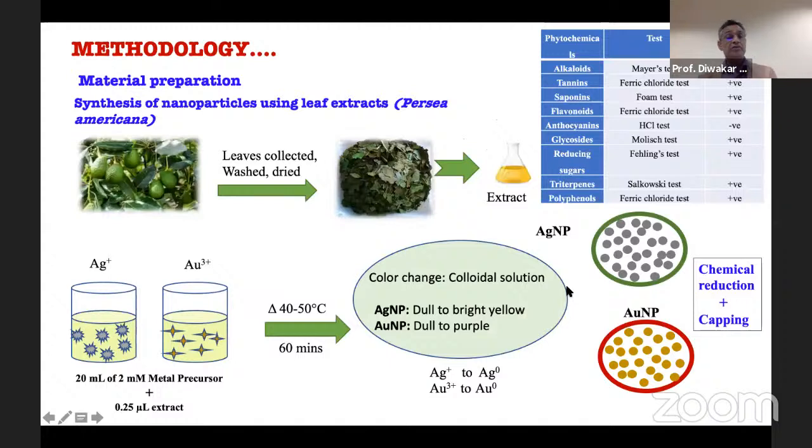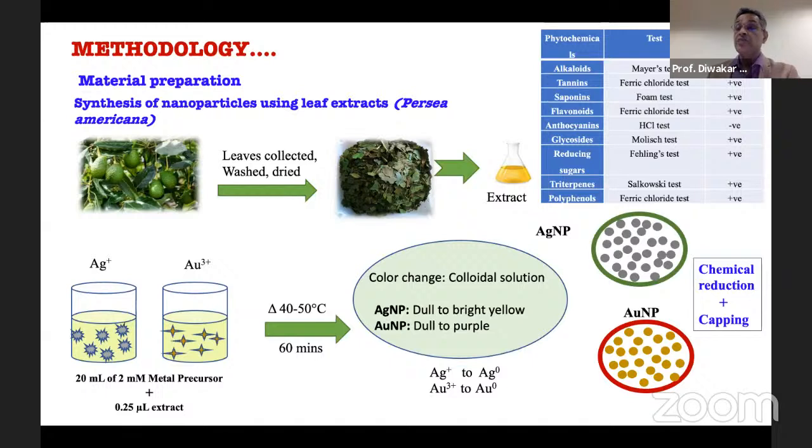Followed by that, we tried to obtain nanoparticles of silver or gold using the precursor salt ions in aqueous solution, and the avocado leaves that we collected and dried. The extract was taken, a small volume of this extract, and it was also characterized, especially with a qualitative estimation that includes alkaloids, tannins, saponins, flavonoids and so on.